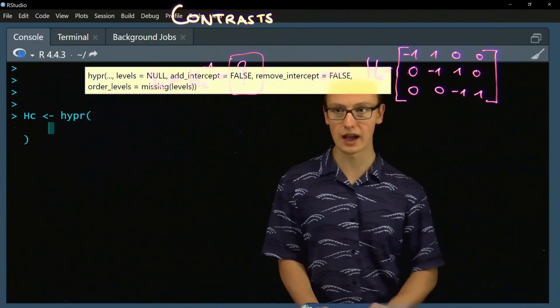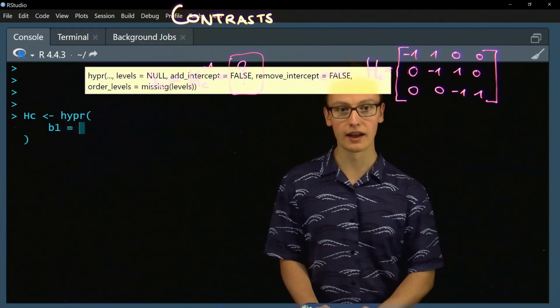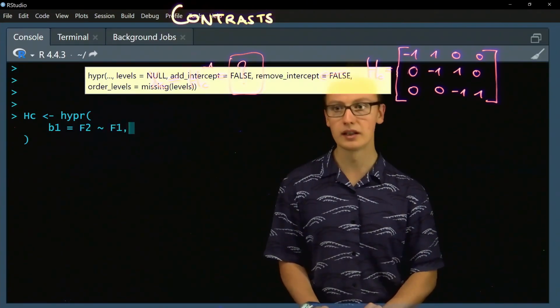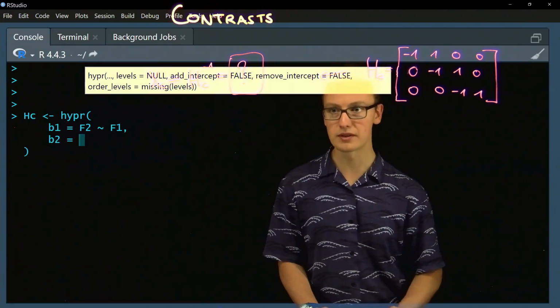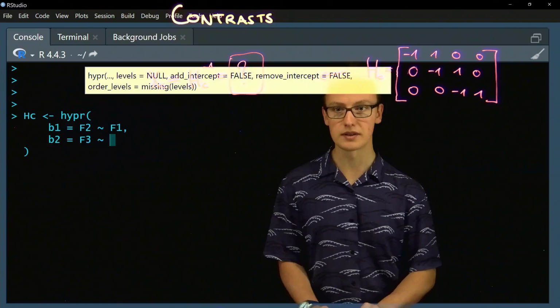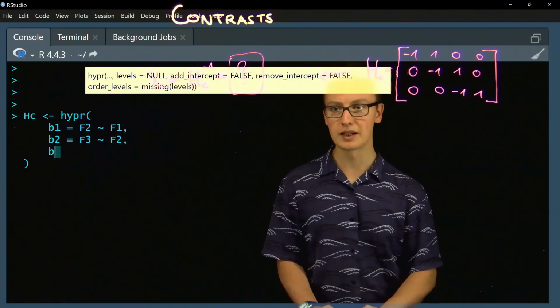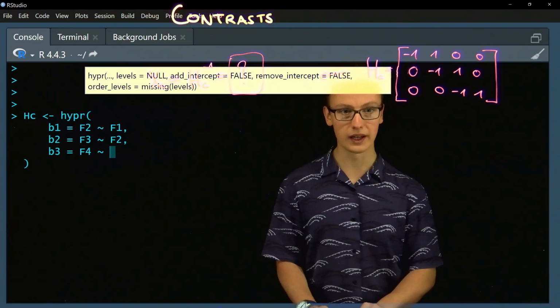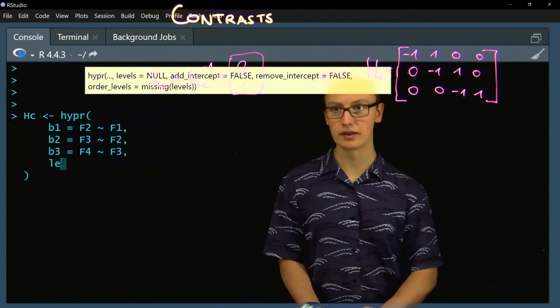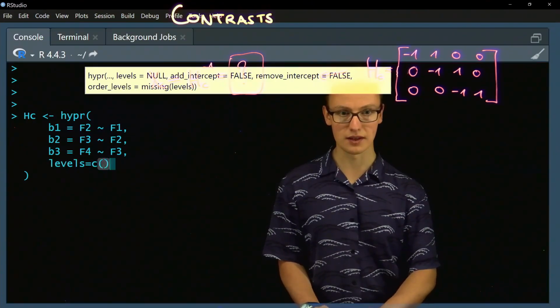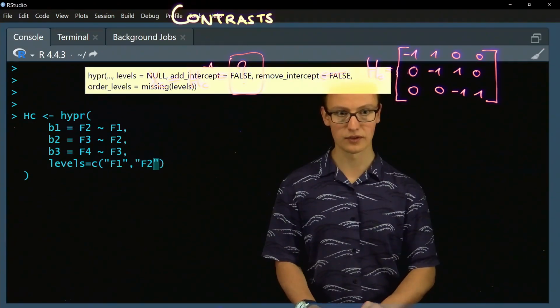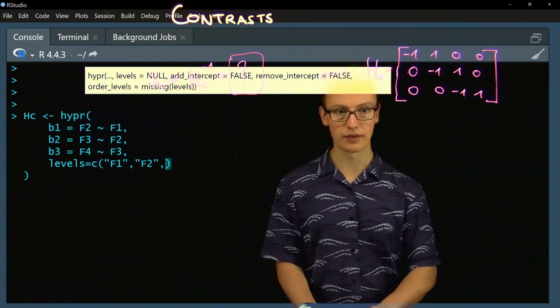And we're going to use this hypr function, and we're going to say beta 1, that should correspond to the comparison of F2 versus F1. Beta 2, that should correspond to the comparison of F3 versus F2. And beta 3, that should be describing the comparison of F4 against F3, right? And we give it our levels, which in this case are exactly these four, in the following order: F1, F2, F3, and F4.